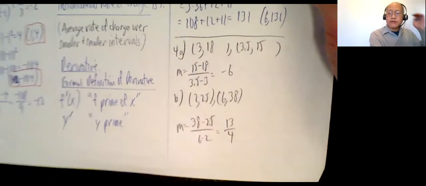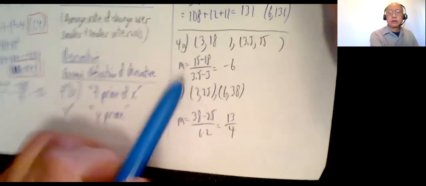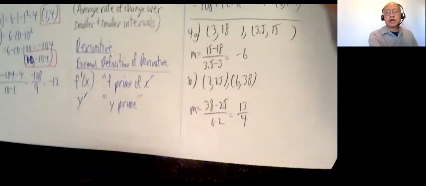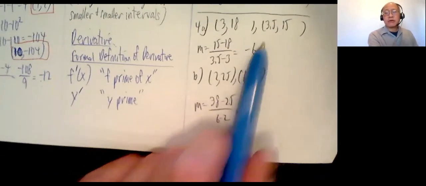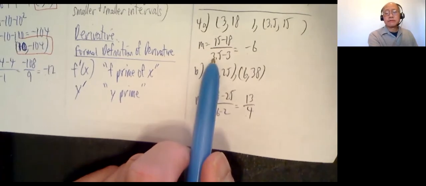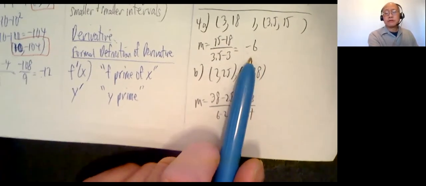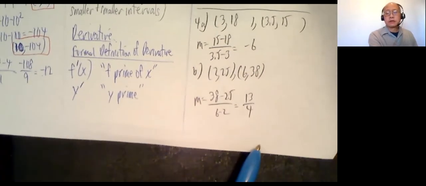So part A, 3 to 18, 3.5 to 15. Okay, so the average rate of change, slope, 15 minus 18 divided by 3.5 minus 3. Punch it in your calculator, it's negative 6.